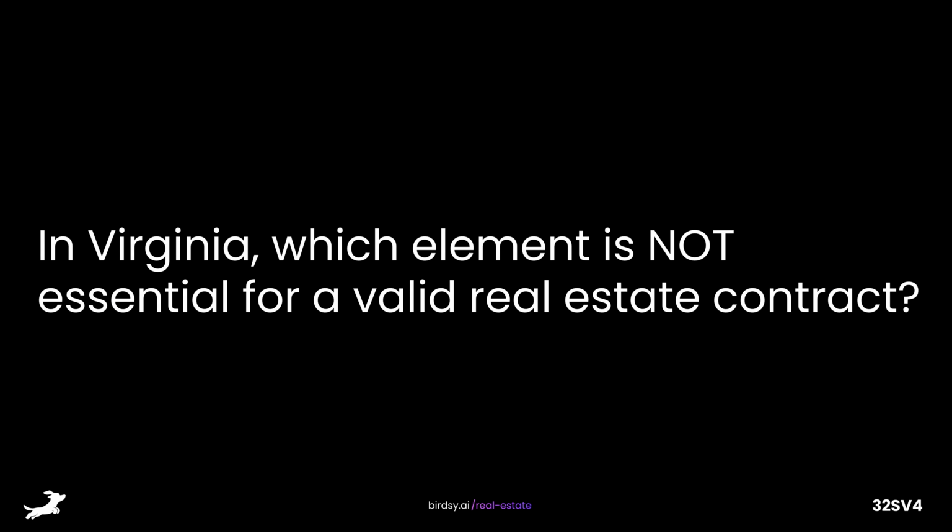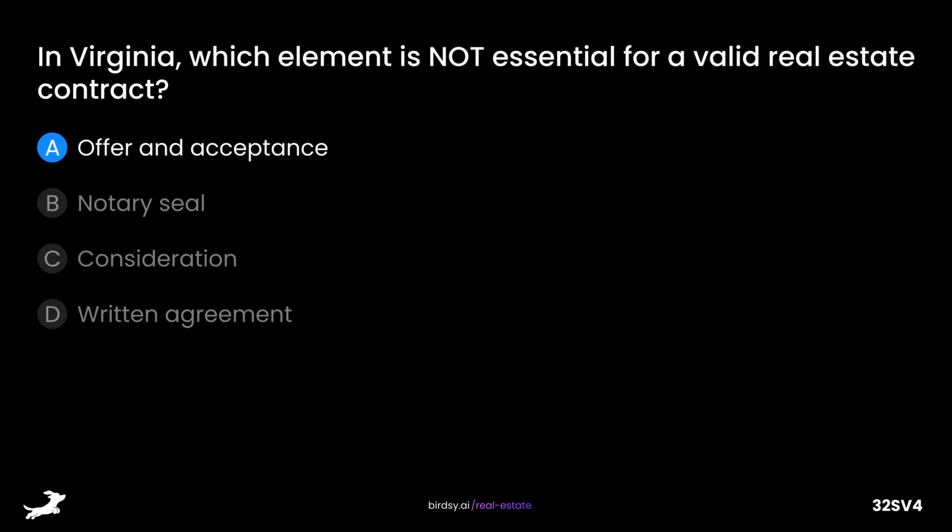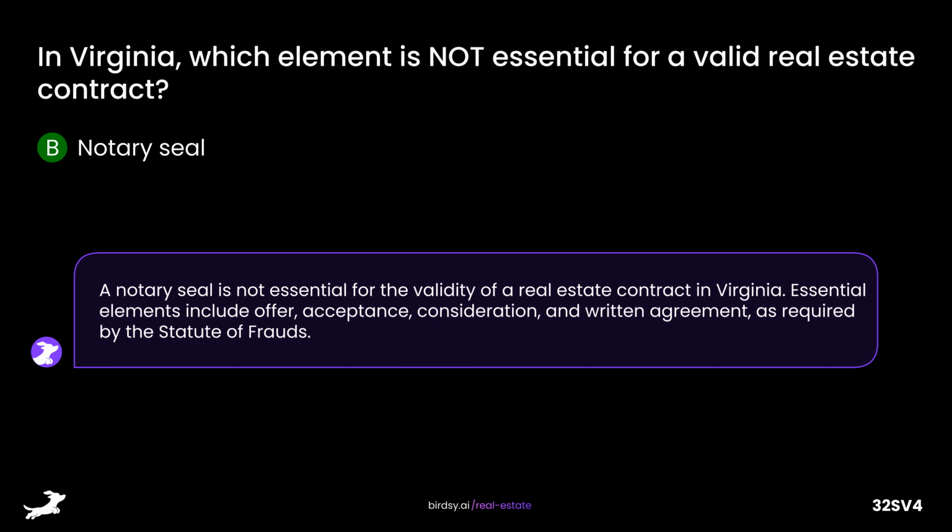In Virginia, which element is not essential for a valid real estate contract? Is it A, offer and acceptance, B, notary seal, C, consideration, or D, written agreement? The answer is B, notary seal. A notary seal is not essential for the validity of a real estate contract in Virginia. Essential elements include offer, acceptance, consideration, and written agreement, as required by the Statute of Frauds. Let's continue with Virginia licensing requirements and procedures.